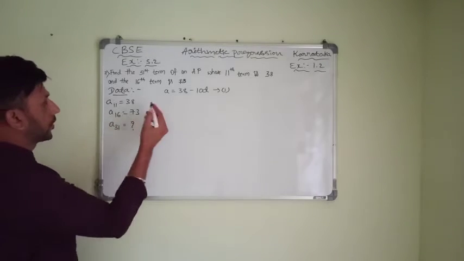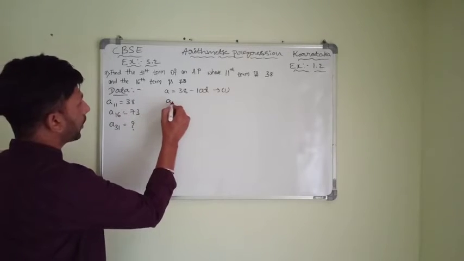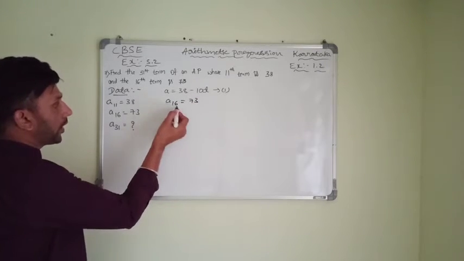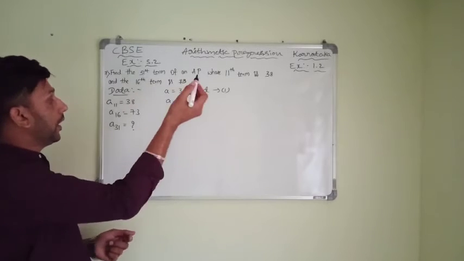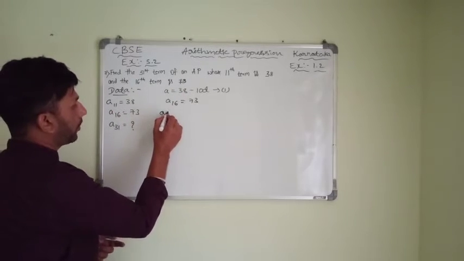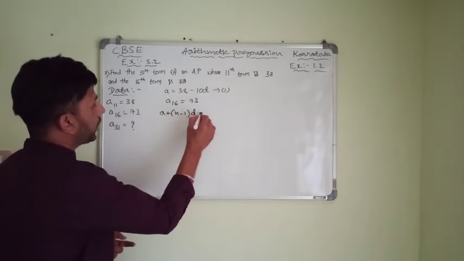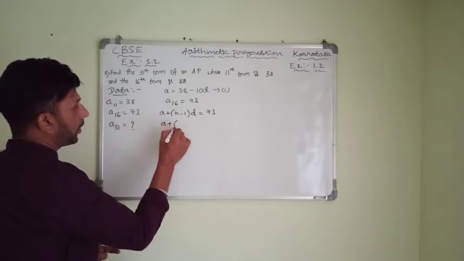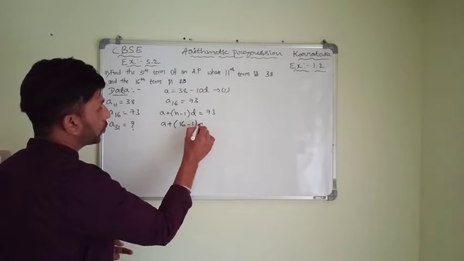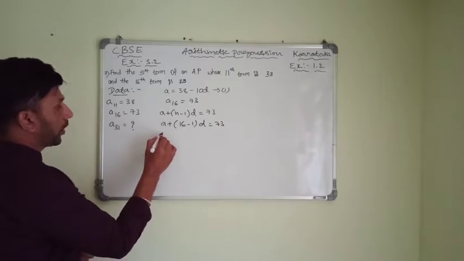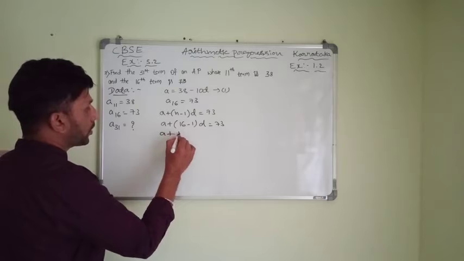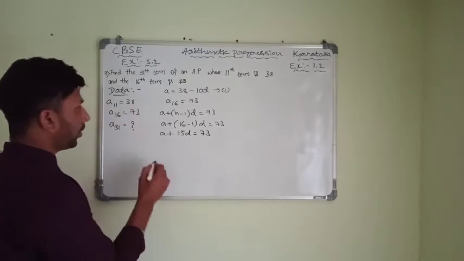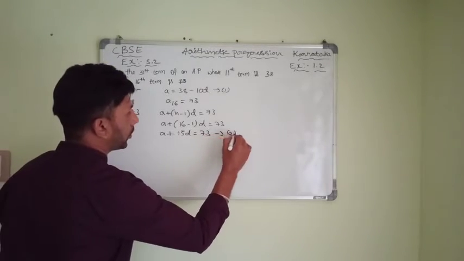Now take the second condition. What is the second condition? The second condition is a 16th term they have given how much? 73. Now just apply the a 16 formula as how you have applied for the first one. So therefore a plus n minus 1 into d is equals to 73, right? Now what is n here? 16. So therefore a plus 16 minus 1 into d is equals to 73. So therefore a plus 16 minus 1 is 15 into d is 15d is equals to 73, right? Now call it as equation number 2.